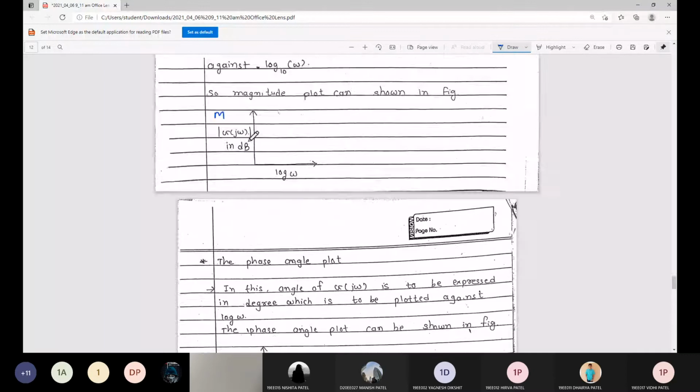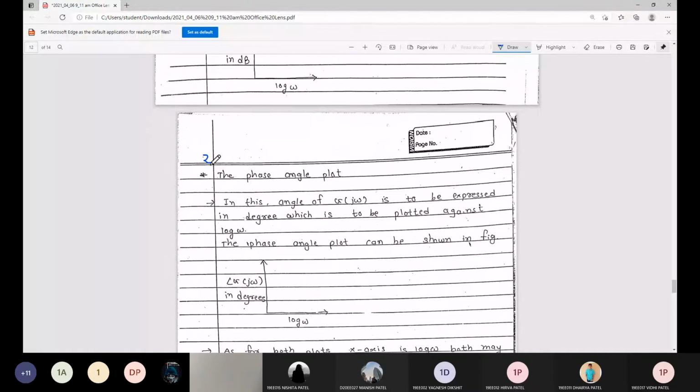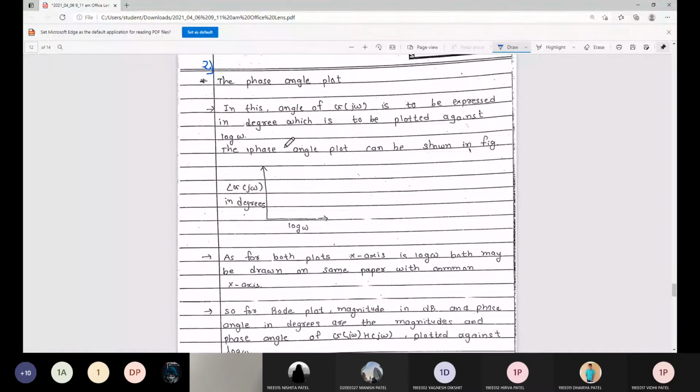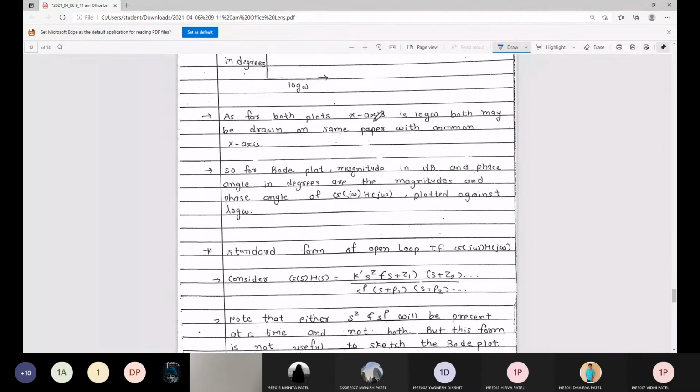Okay, next. The first part is your magnitude plot. The second part is the phase angle plot. In the phase angle plot, the angle of G of j omega is to be expressed in degrees, which is to be plotted against log omega. Again it will be on the y-axis, and on the x-axis you will have log omega. For both plots, the x-axis is log omega. Both may be drawn on the same paper with a common axis.